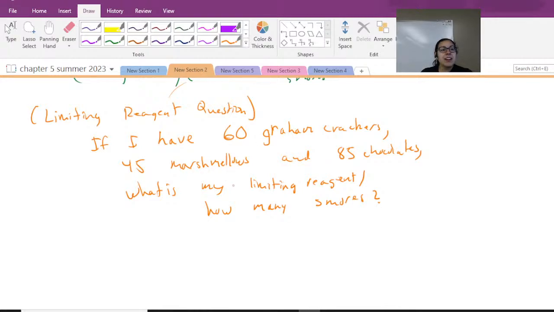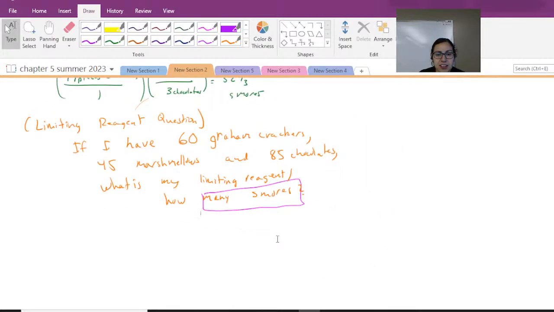I'm just stuck on how to convert from the 60 to the 45 and then to the 85, with the different kinds of units. You may want to convert to something common, like the s'mores, and then compare. How many s'mores can I make from 60 graham crackers? How many s'mores from 45 marshmallows? And how many s'mores from 85 chocolates? So you end up doing it 3 times, which is the nature of these problems. For a limiting reagent, you just have to test each one.